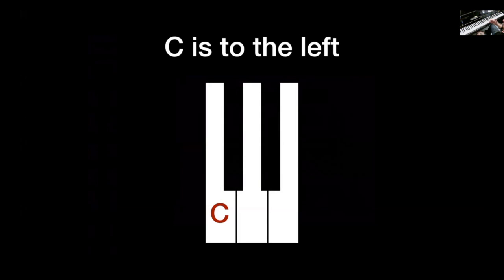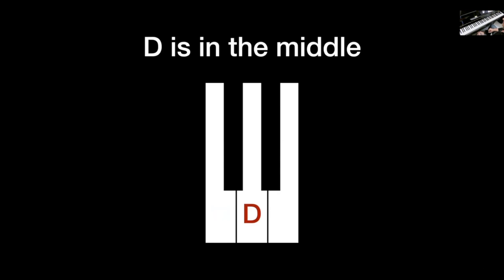The next note that we're going to discover is the one that comes after in our musical alphabet, and therefore is the higher one. So it's to the right of C. What's after C? D. So D is in the middle of each group of 2 black keys.